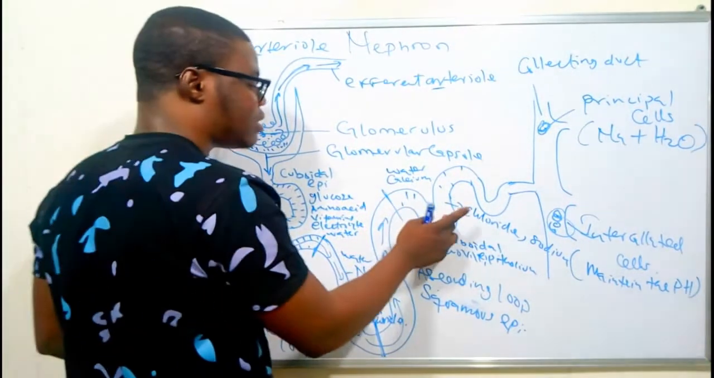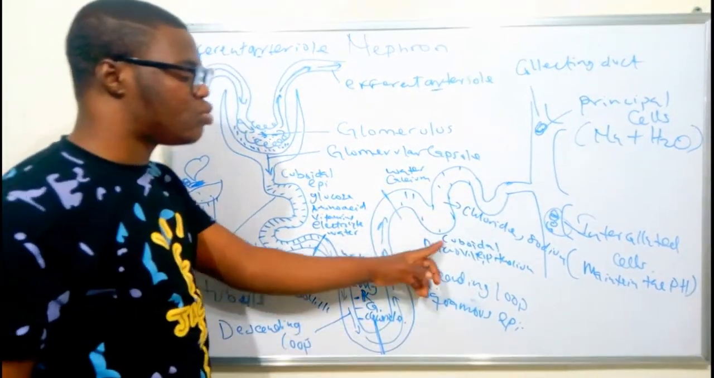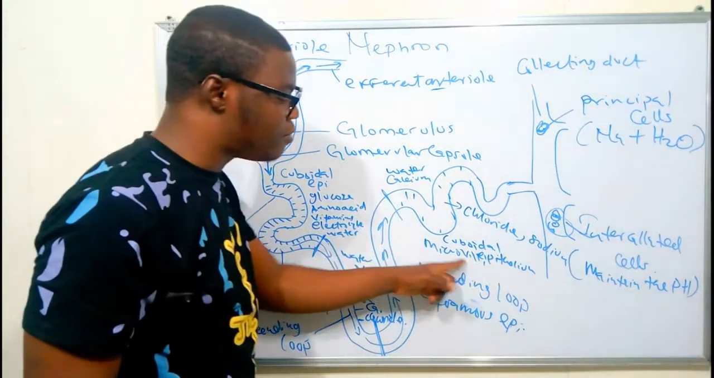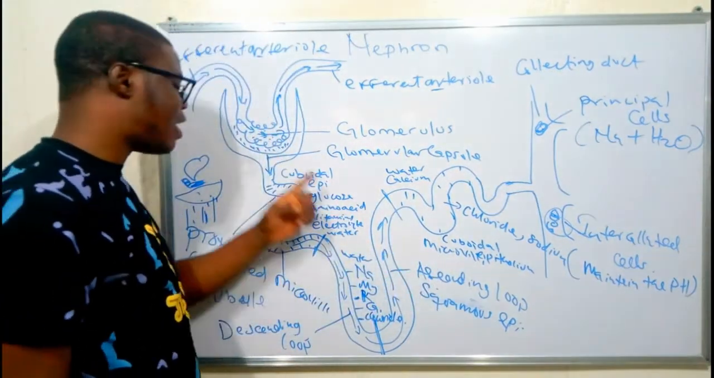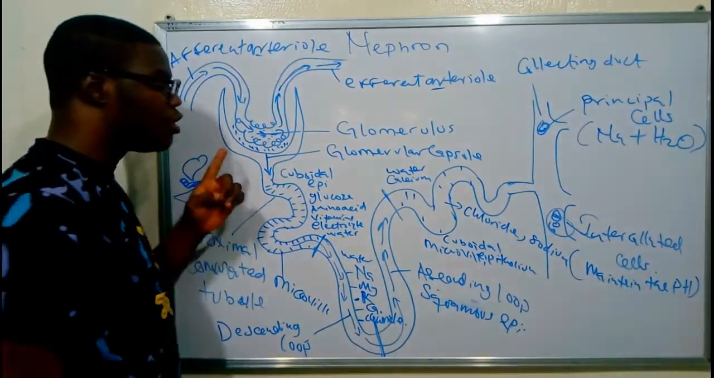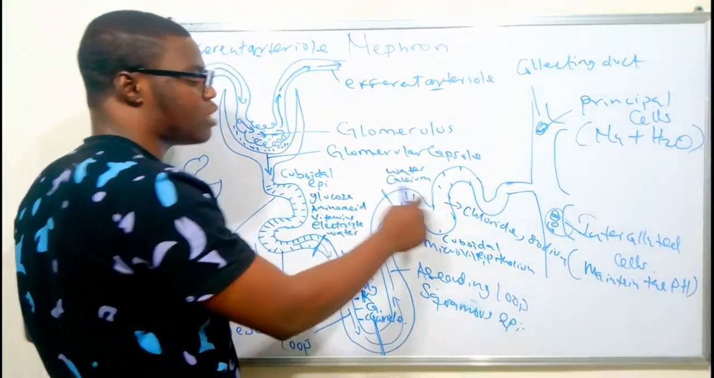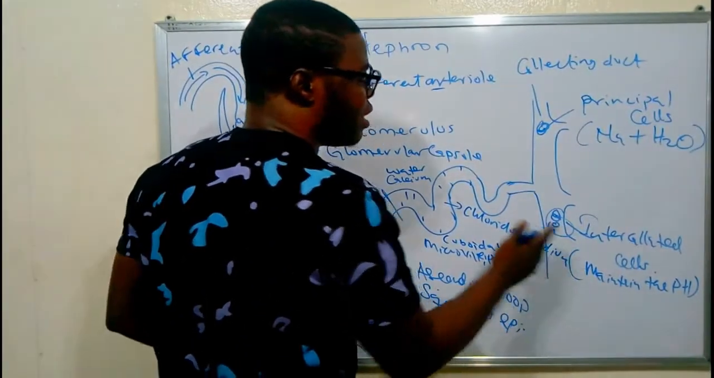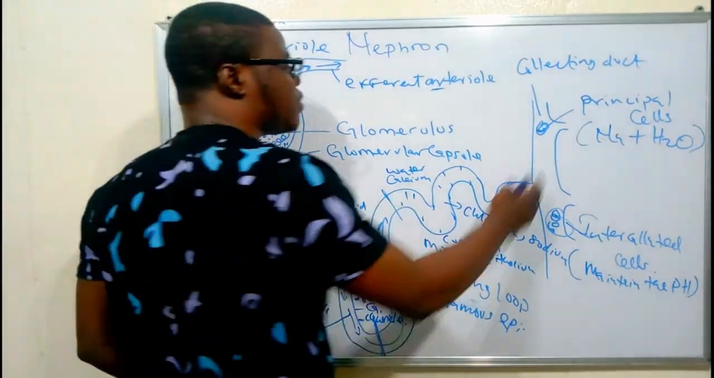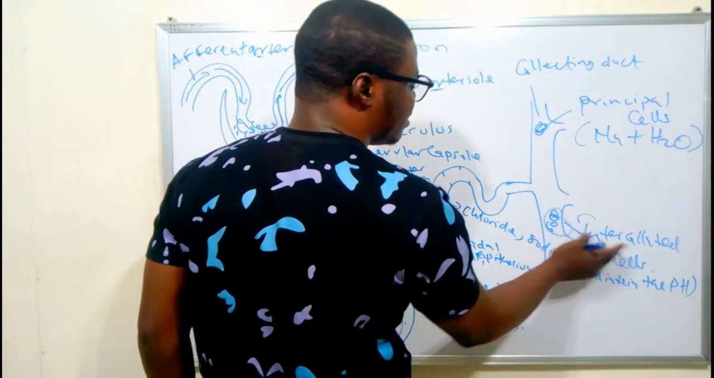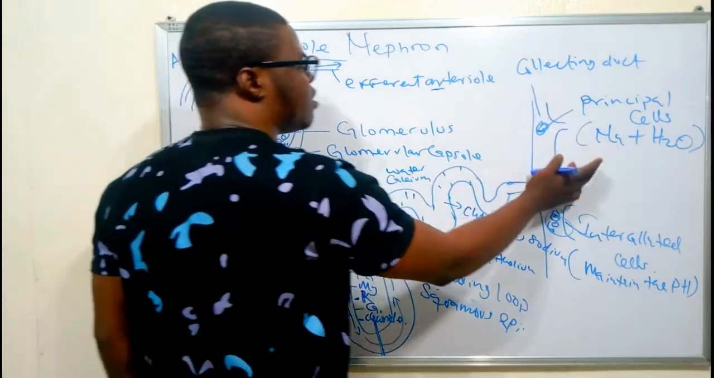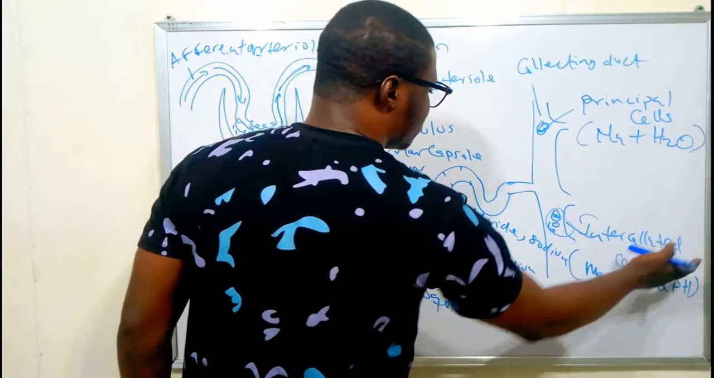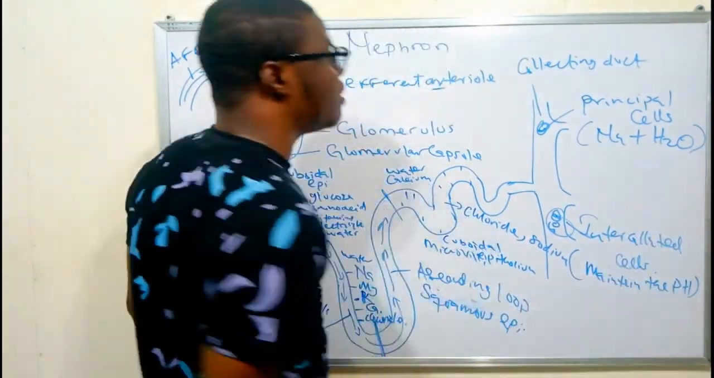The distal convoluted tubule is lined with cuboidal epithelium, just like the proximal convoluted tubule. It contains microvilli, but not as many as the proximal convoluted tubule. Its function is to reabsorb water, calcium, chloride, and sodium. And finally, the collecting duct has two groups of cells. The first is the principal cells, and the other is the intercalated cells. The principal cells reabsorb water and sodium, and the intercalated cells are responsible for maintaining the body pH.